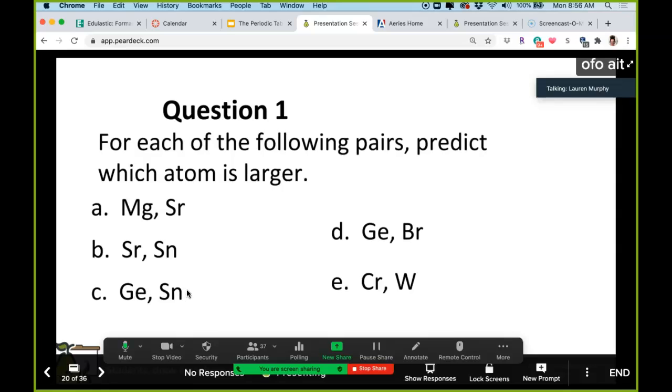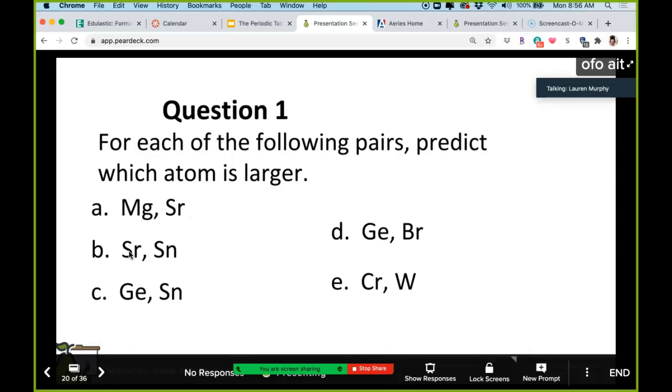Okay, germanium or tin? We'll do that one, and I want you to do the rest of them, please. I'm going to pause my lecture.